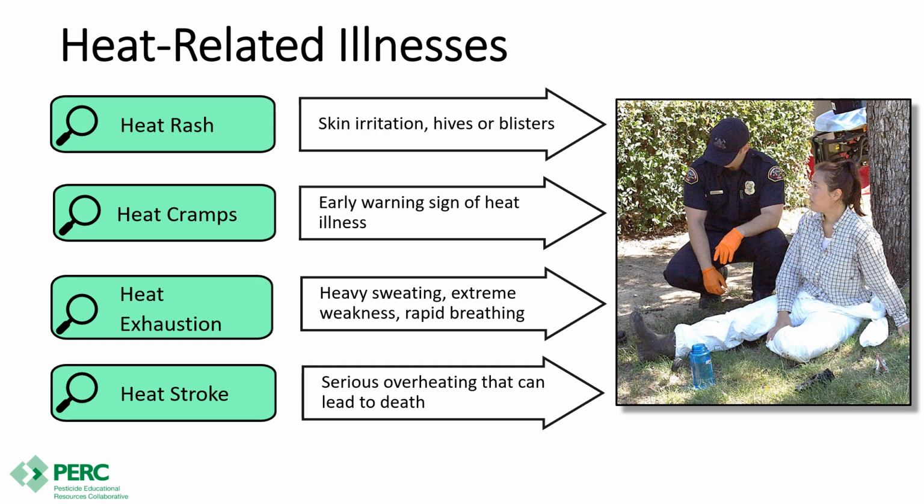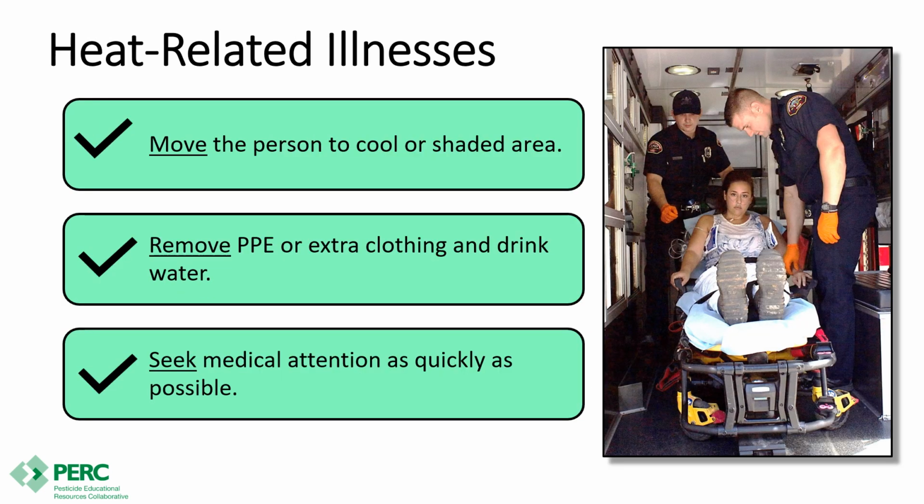Take these symptoms seriously and call 911 immediately. Inform your supervisor, and stay with the person until professional medical help arrives. If you or someone else shows signs of heat-related illness, move to a cool or shaded area. Remove PPE and extra clothing, and drink water. If possible, use a fan or cool wet compresses on the head and neck to cool down or take a cool bath or shower. When your body overheats and cannot control its temperature, you can die quickly without immediate medical treatment.